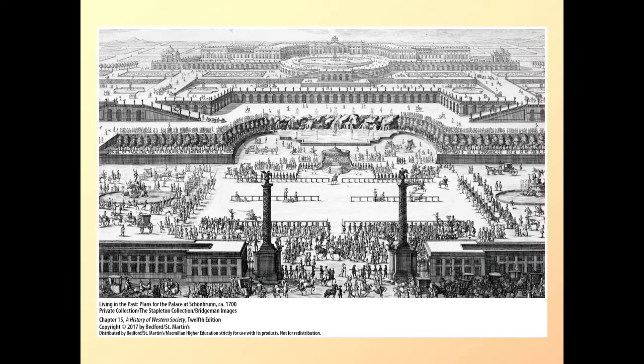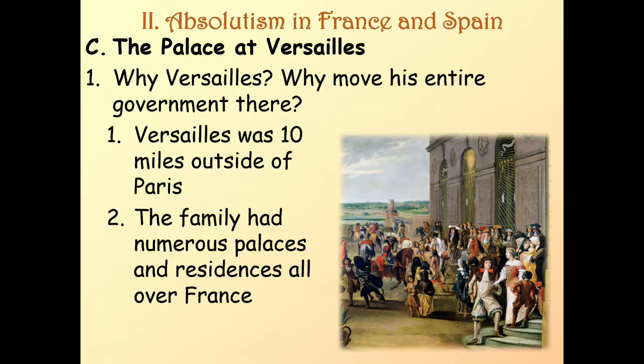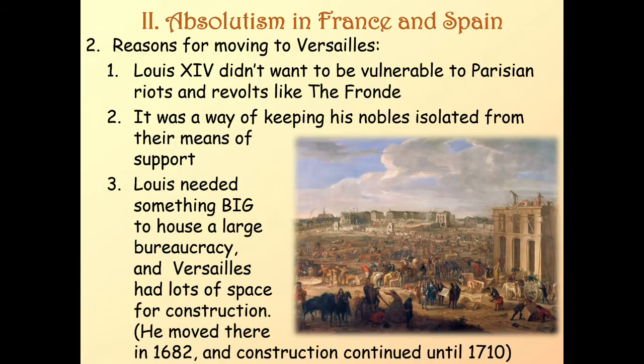This is a plan of the Palace of Schönbrunn, which was based on Louis XIV's Versailles. The palace at Versailles. Why Versailles? Why move his entire government there? And what was Versailles? Versailles was a little village about 10 miles outside of Paris, and the family had numerous palaces and residences all over France. And they had a hunting lodge actually in Versailles.